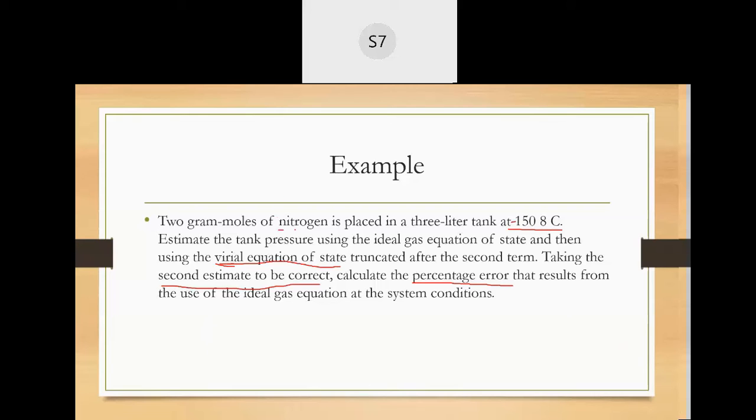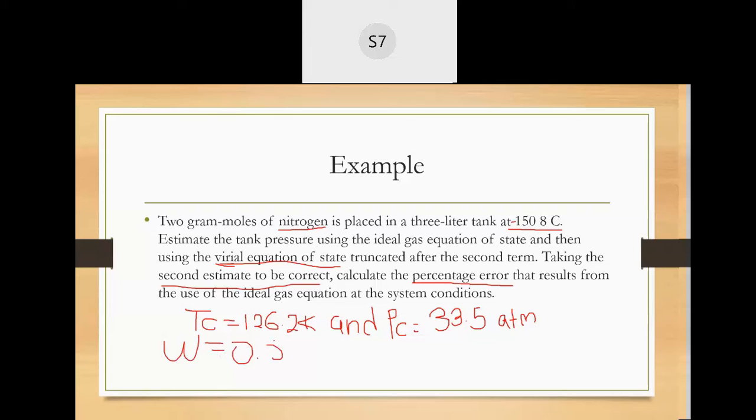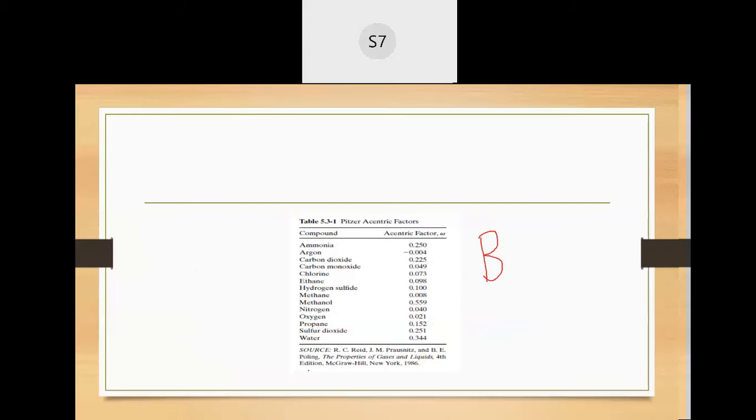Since this is nitrogen, Tc and Pc are not given in the table. You need to find them by yourself. So Tc is 126.2 K. Pc, you get 33.5. And the eccentric factor is given as 0.040. It is here, yeah? Nitrogen.